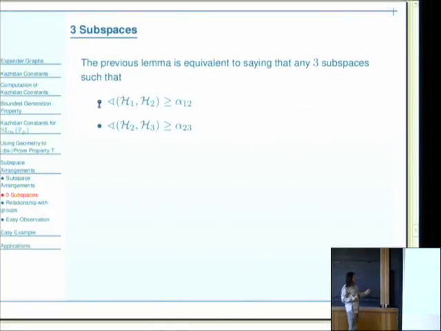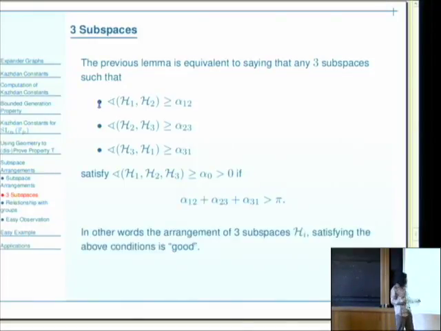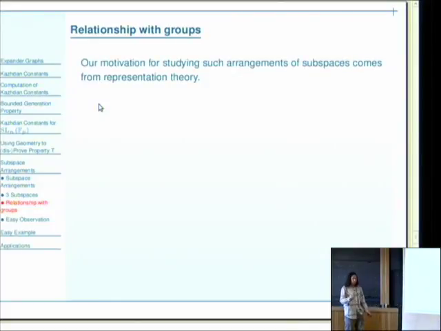So essentially, the previous theorem about the three subspaces tells you that if you have bounds for the three angles, and the sum of the bounds is more than pi, then you have a good correction. You have a uniform bound for the angle between the three of them, which is independent of the Hilbert space, independent of the configuration, just some kind of global statement. Okay, so why do I care about this?